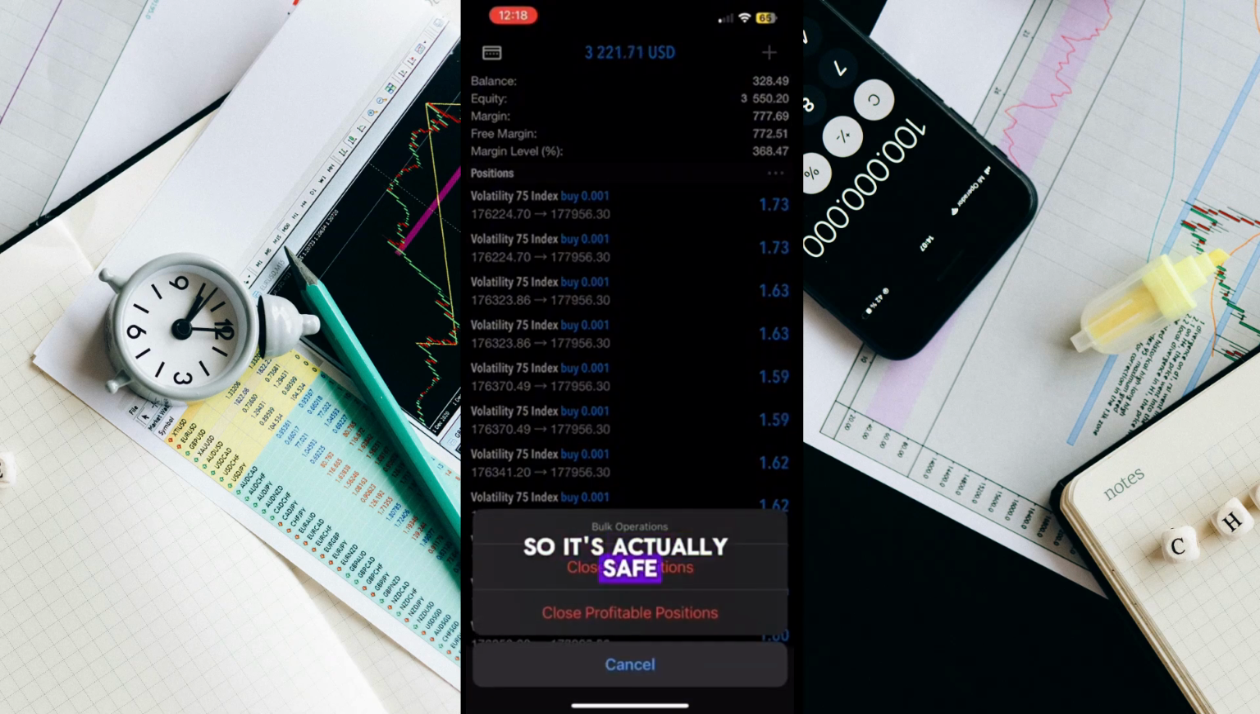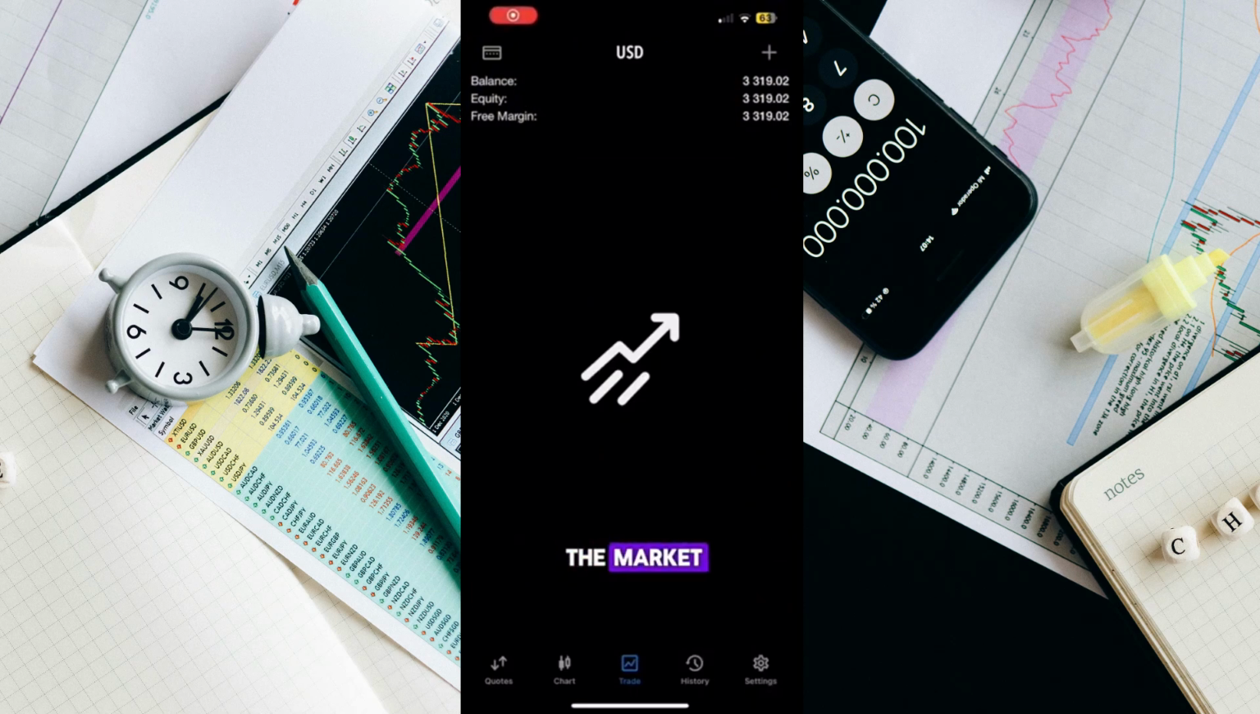So it's actually safe for you to close the market. And then now we're in 3,319, which is a lot. Let's look for other trades elsewhere.